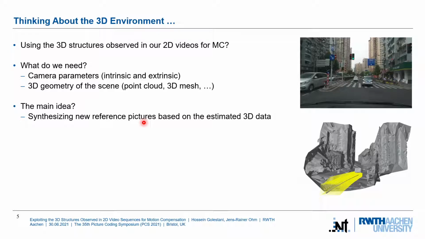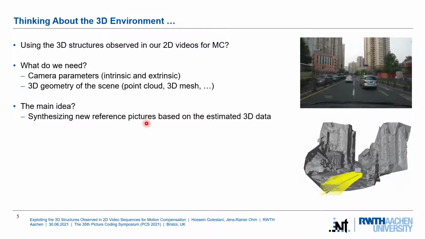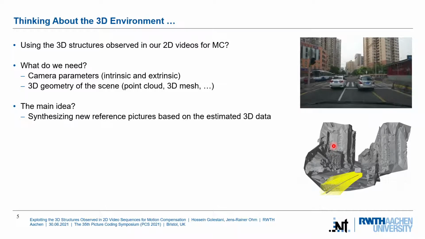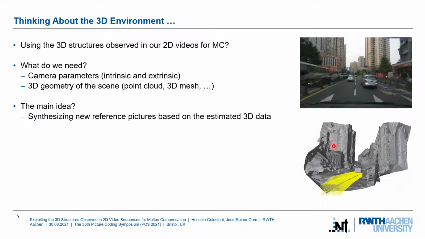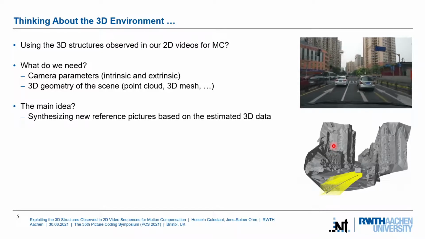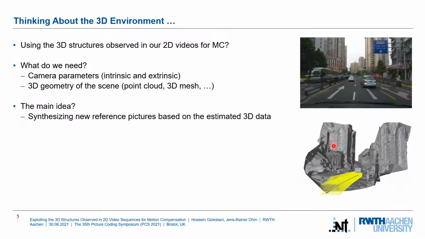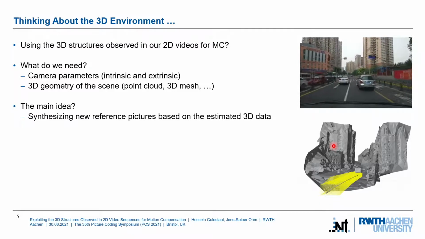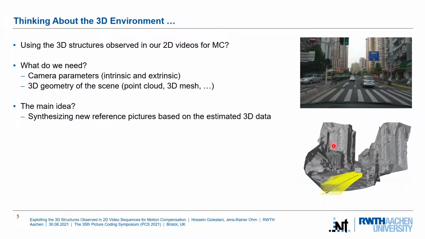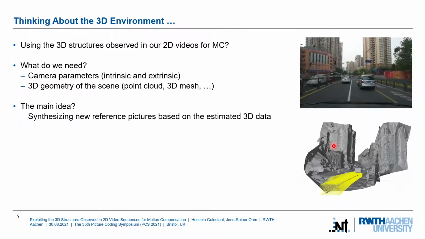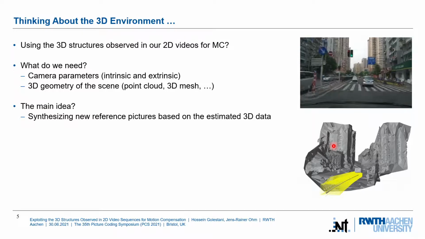Okay, let's have a look at the example sequence. Here's the estimated 3D data. The yellow boxes refer to the camera trajectory and the gray mesh depicts the 3D scene geometry. The main idea is to extract the 3D data and use them for motion compensation by synthesizing new reference pictures.